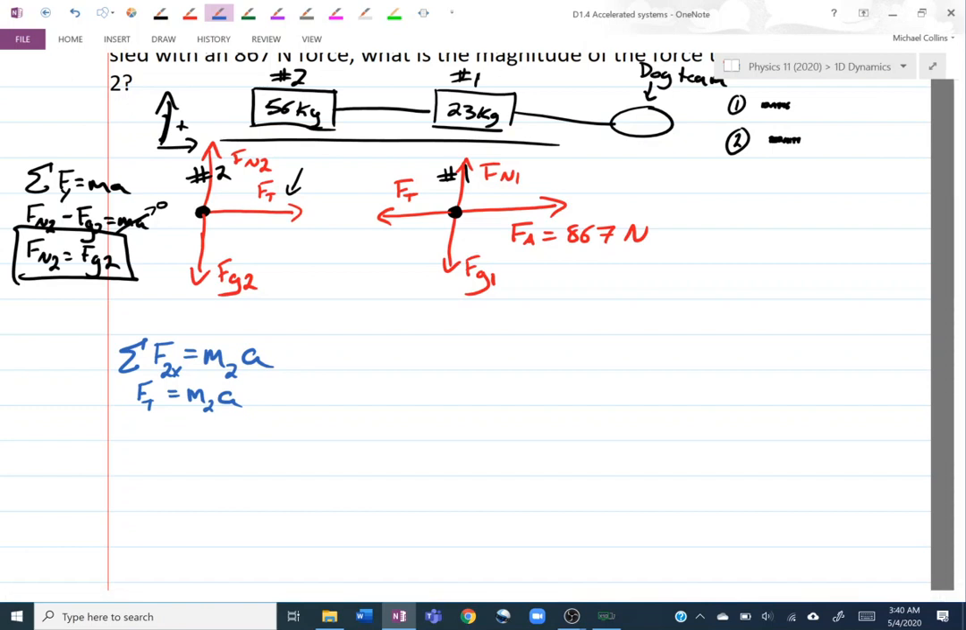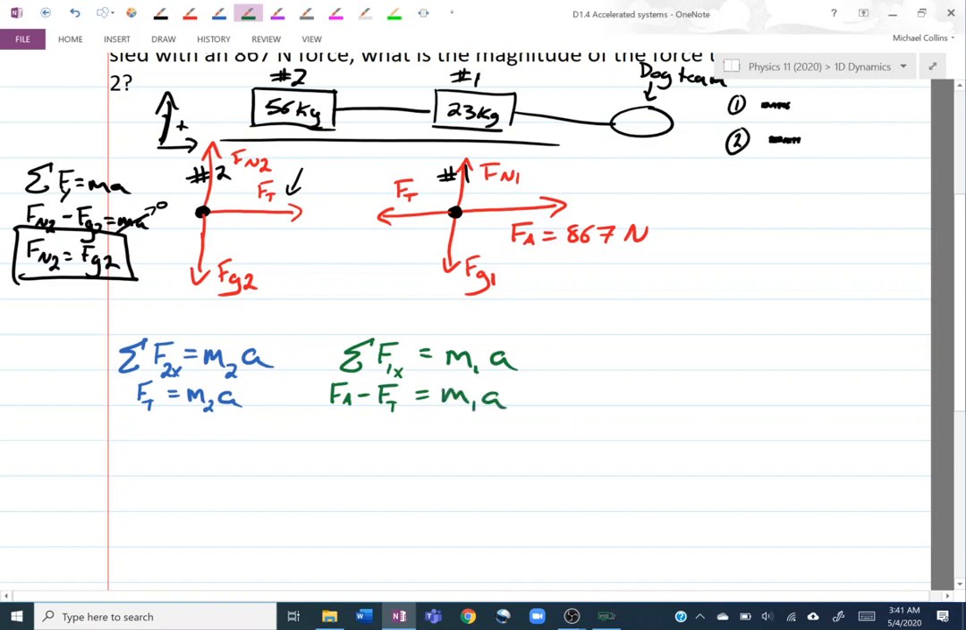But my other option is to look at, maybe I'll do this one in green, the sum of my forces on box 1 in the x-plane is equal to the mass of box 1 times its acceleration. I have decided to the right is positive, so I've got an applied force minus that same force of tension is equal to m1a.